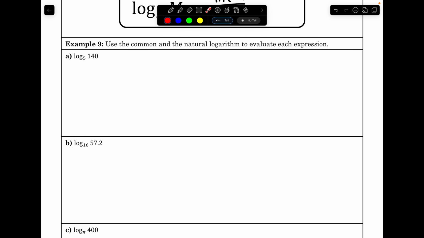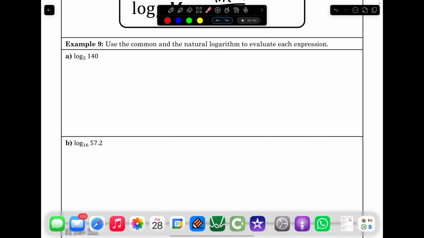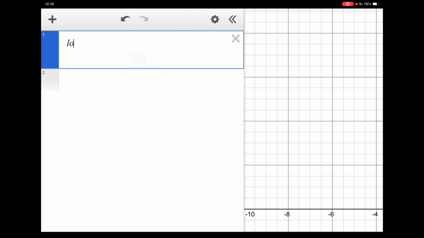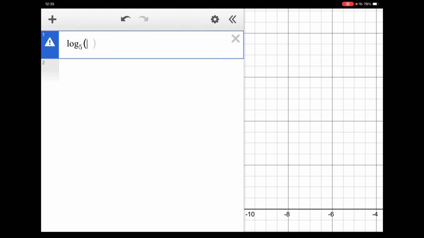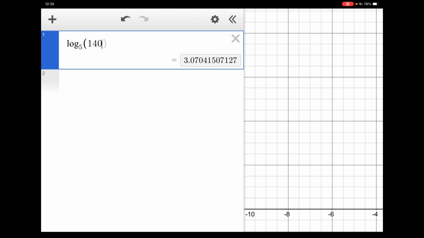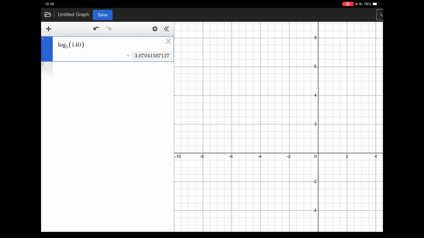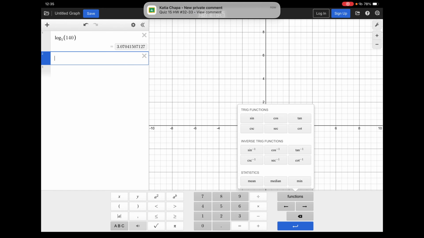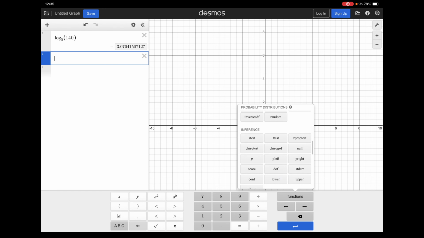So let me contextualize it for you. Here we have the log base 5 of 140. Now, before, we didn't have fancy calculators like this decimals calculator here that could evaluate such an example. So here, with this calculator, I can get the log, get the base of 5, and the value of 140, and it calculates the value for me. This key can also be found under your functions key when you scroll all the way down towards calculus.